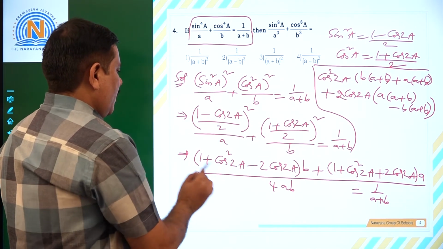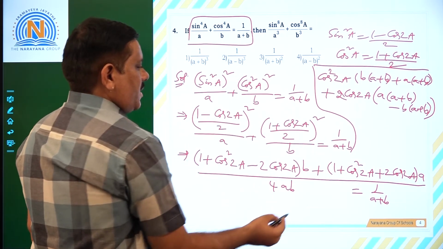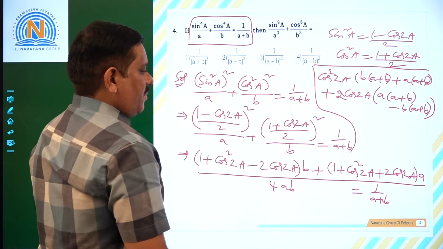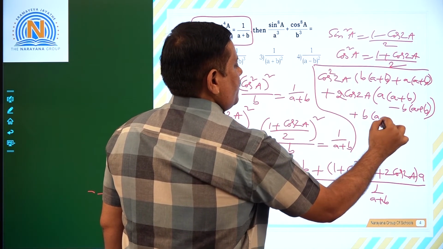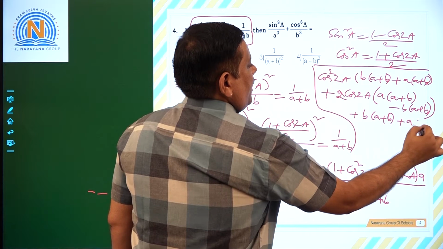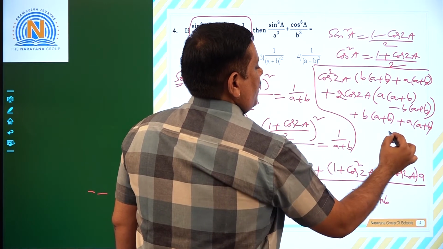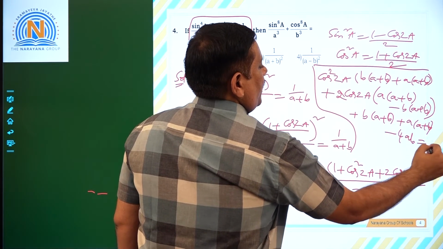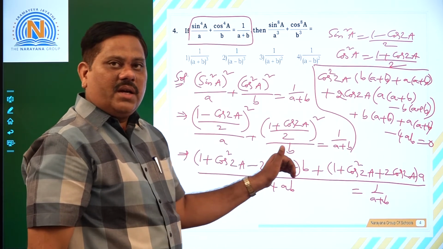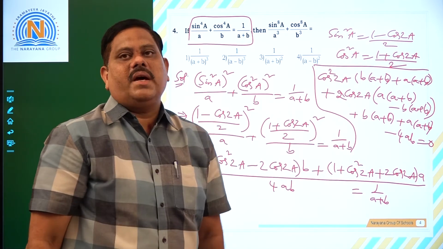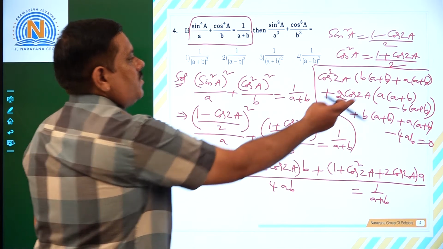Next, the constant. If you take, here it is b times of a plus b, here a times of a plus b. So you have plus b times of a plus b plus a times of a plus b. Minus 4ab is 0. That's what I can write, because 4ab if you send to the other side it will be equal to 4ab. Let us transpose it to the left, so that is minus 4ab is 0. Now this is to be simplified.